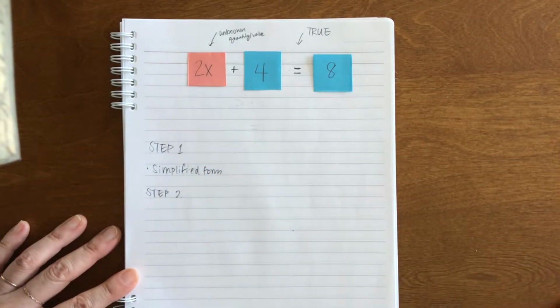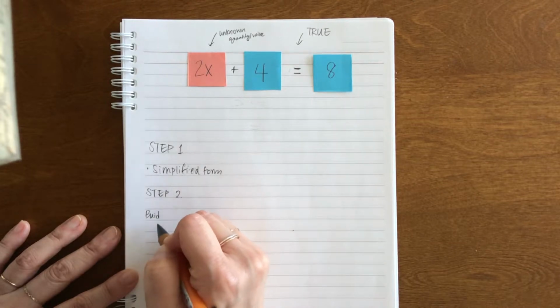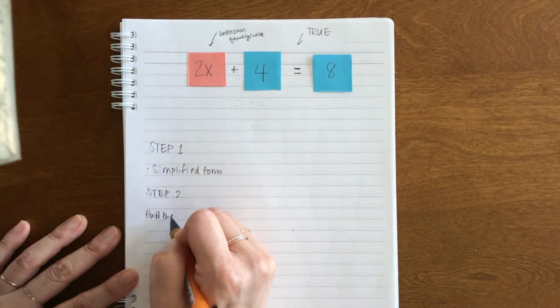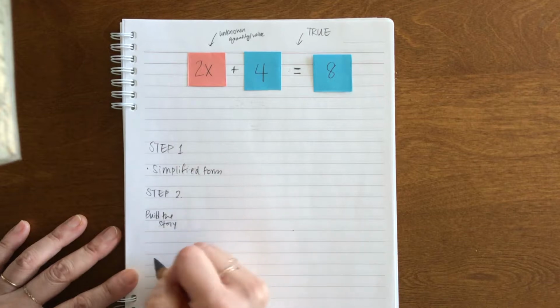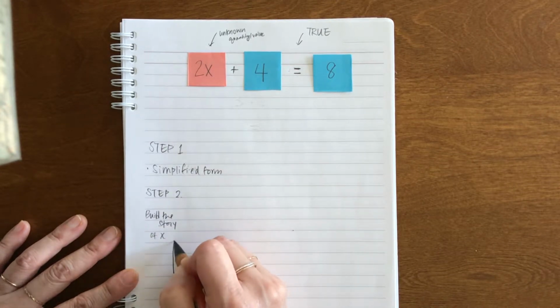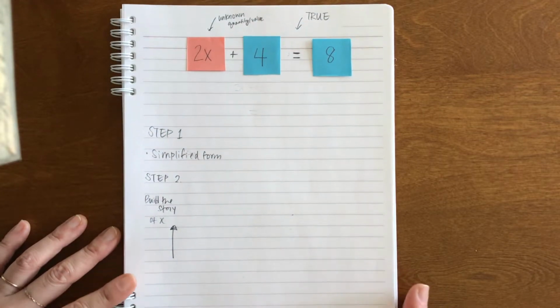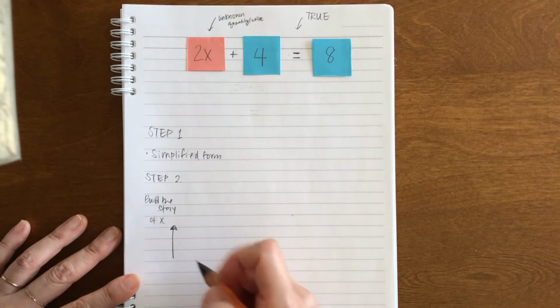What we want to look at now is we have to build what we call the story of x. So we're going to build a story. Build a story. And when we build a story of x, we're going to build up. Okay, so hopefully you guys can all see this. And so let's begin then.